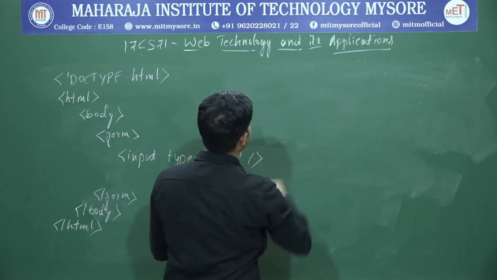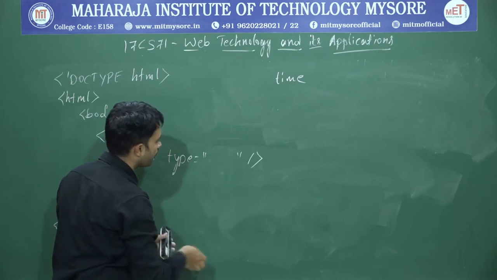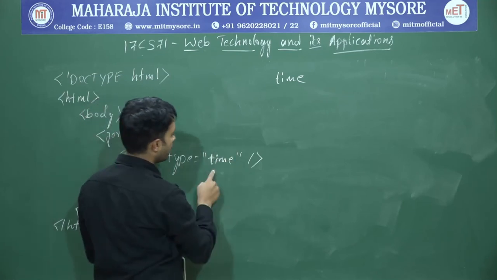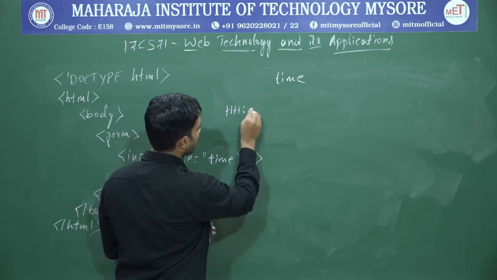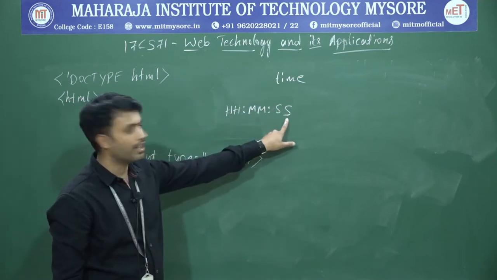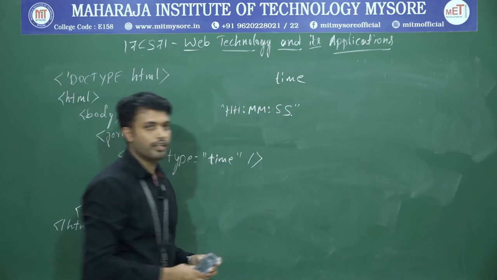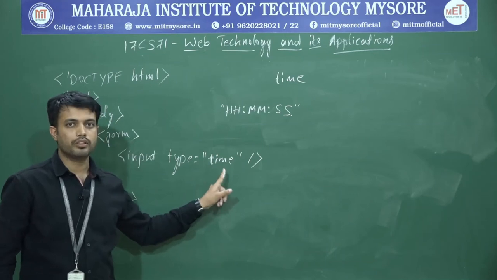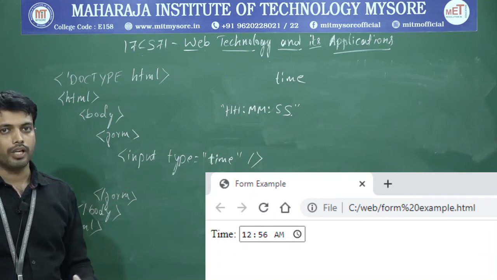Likewise, the next one is what? Time. Instead of date, sorry, now we can write time. This time also has a standard format: HH colon MM colon SS. H stands for hour, M stands for minute and S stands for second. This is again the standard format which is supported by HTML5. So now type is time. Now you can notice that in our output you can see the time format.